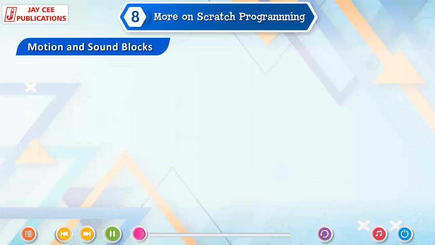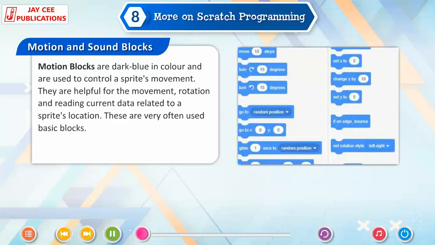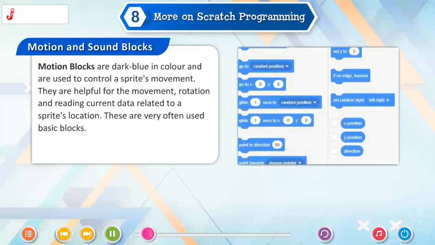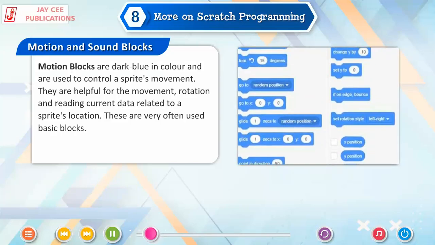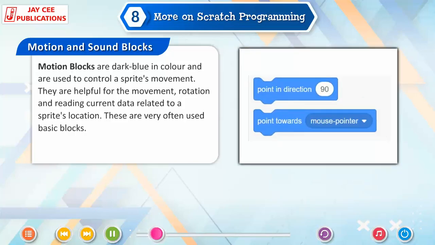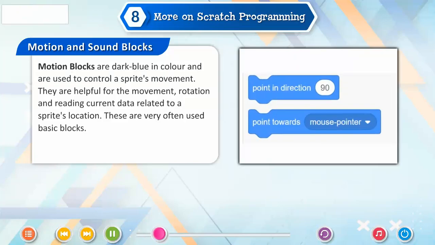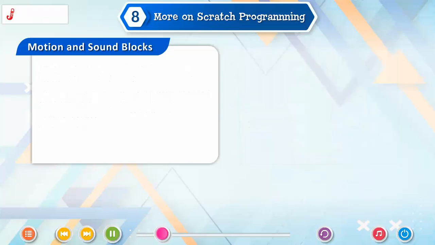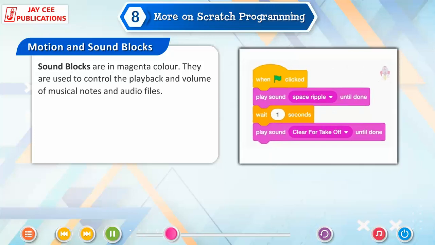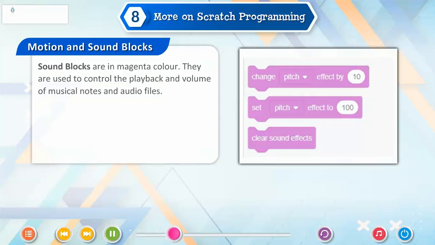Motion and sound blocks. Motion blocks are dark blue in color and are used to control a sprite's movement. They are helpful for the movement, rotation, and reading current data related to a sprite's location. These are very often used basic blocks. Sound blocks are in magenta color. They are used to control the playback and volume of musical notes and audio files.